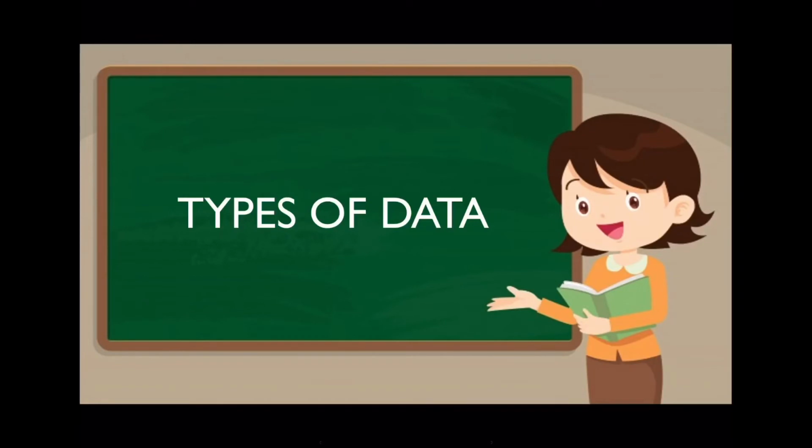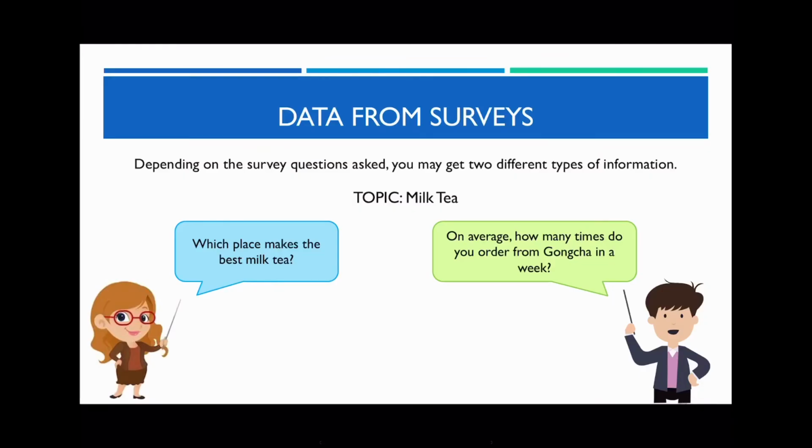What we're going to be looking at now is types of data. So depending on the survey questions asked, you may get 2 different types of data or information. If the topic of our survey is centered around milk tea, one of the questions I could ask you is, which place makes the best milk tea? And if I asked you this question, some of the responses that I could obtain are Gongcha, Chatime, Coco, or Gotcha. There are other examples as well, but these are some of the responses I could get.